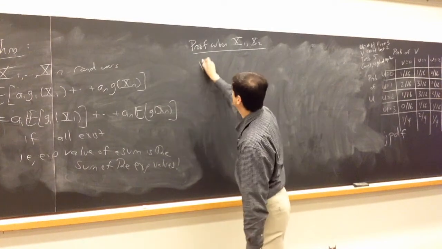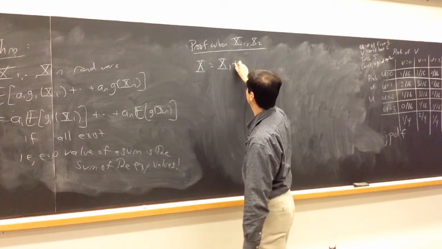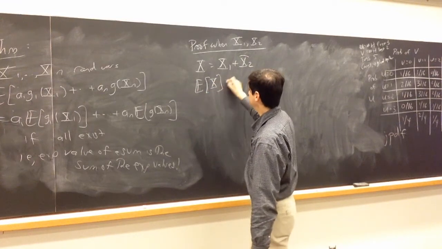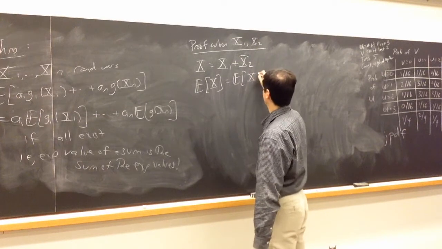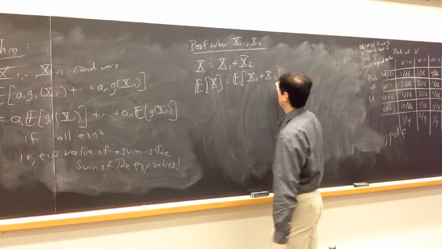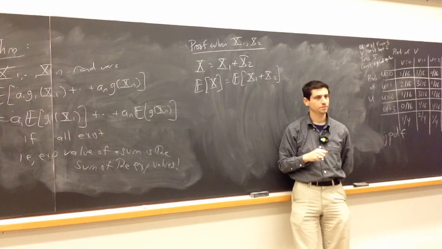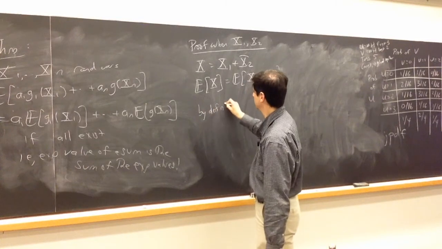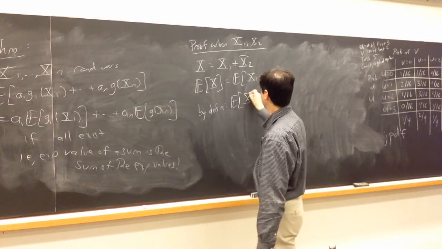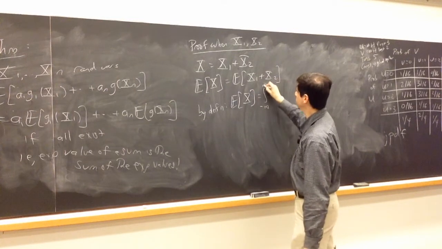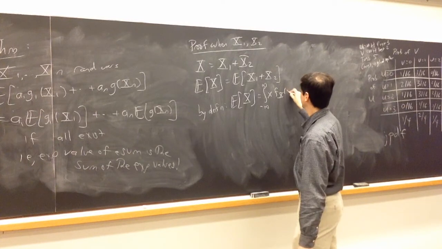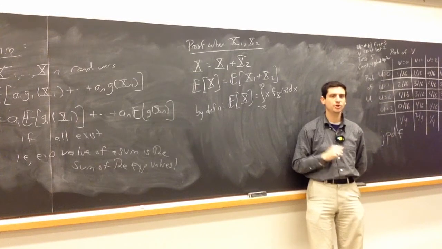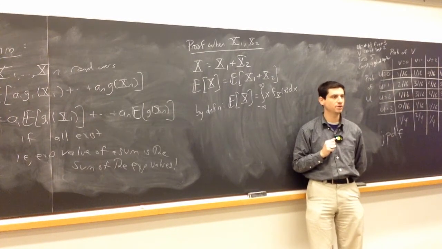So let x be our new random variable. It's going to be x1 plus x2, and we want the expected value of x. That's going to be the expected value of x1 plus x2. By definition, the expected value of x is the integral from minus infinity to infinity of x times the density function of x, dx. The problem is we don't really know the density function of x. So we have to figure that out first.